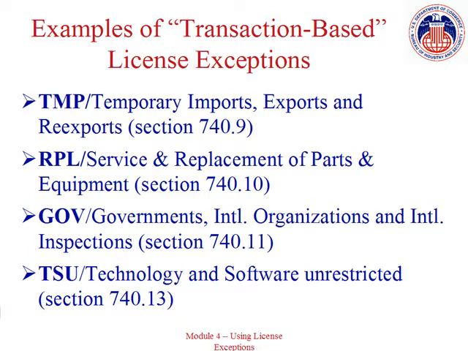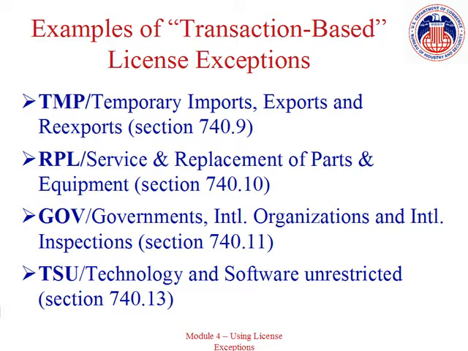For example, license exception TMP may be available in certain circumstances involving temporary exports and re-exports, as well as exports and re-exports of items temporarily in the United States. Examples of transactions that may be covered by TMP include temporary exports for exhibition and demonstration, and the return of unwanted foreign origin items. License exception RPL may be available in certain circumstances relating to servicing, repair, and replacement.